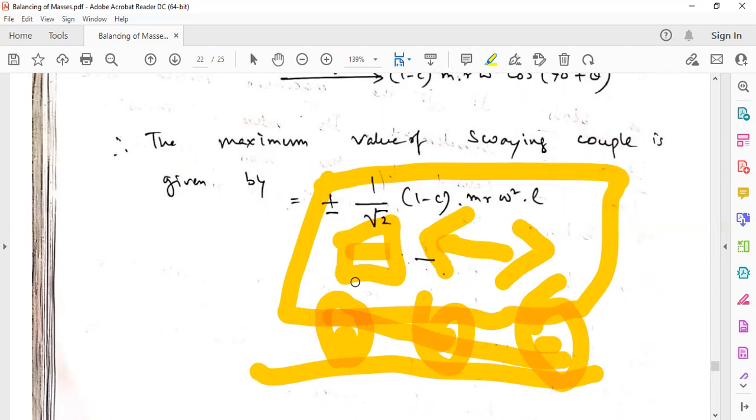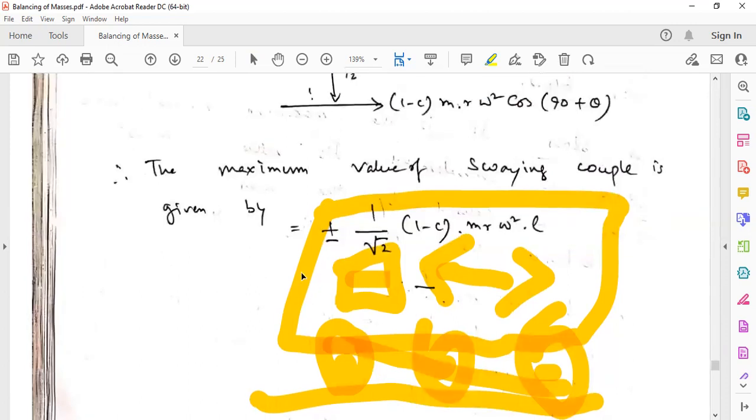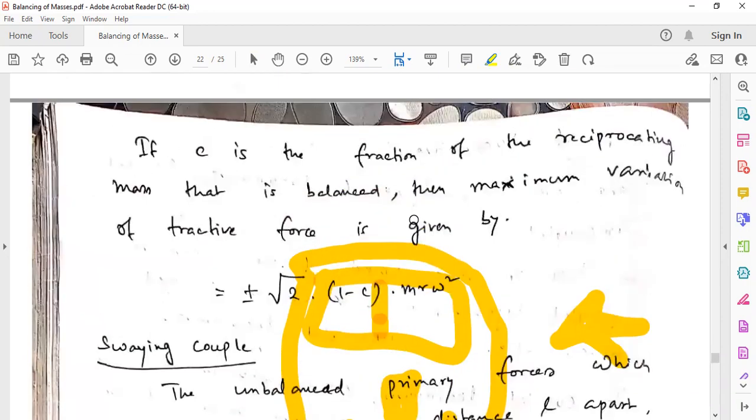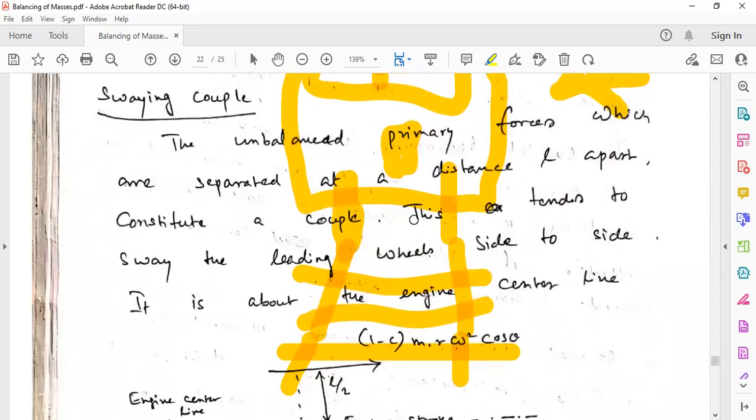What's happening here is some kind of horizontal stroke you are giving. Okay, let's see what's going on here. Now we have something called the swaying couple. The unbalanced primary forces which are separated by a distance L apart constitute a couple. This tends to sway the leading wheels side to side.